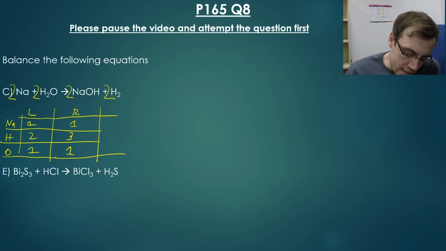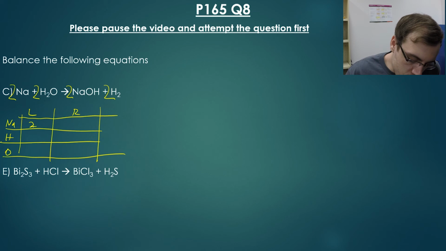And what that has done is now doubled everything in our table. So again, we're going to do a quick check. On the left-hand side, we have 2 sodiums. 2 times 2 is 4, so we're going to have 4 hydrogens. And 2 times 1 is 2 oxygens. Now again, on the right-hand side, we're going to have 2 sodiums. We're going to have 2 times 1 is 2, and 2 times 2 is 4, so we're going to have 6 hydrogens. And then oxygen, we're going to have 2.